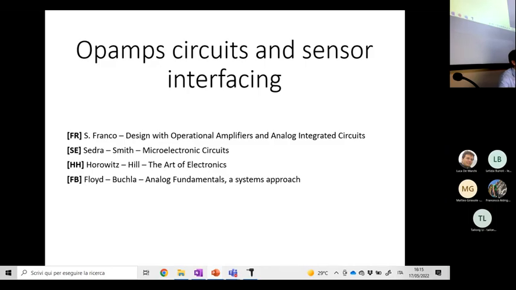So this second part of the course will be dedicated to how to combine op-amps into realizing more complex functions, and in particular filtering functions, which are truly pervasive in every system integration task.